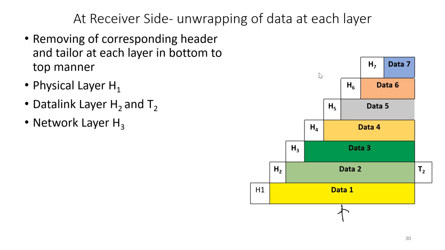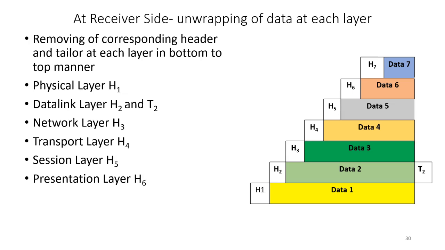The network layer removes information in the form of header 3, which was added by the network layer of the sender, and the remaining data is sent to the upper layer, that is the transport layer. The transport layer removes information in the form of H4, that is header 4, which was added by the transport layer of the sender. Then that remaining data is sent to the session layer, that is layer number 5. This session layer removes information in the form of header 5, and the remaining data is sent to the presentation layer.